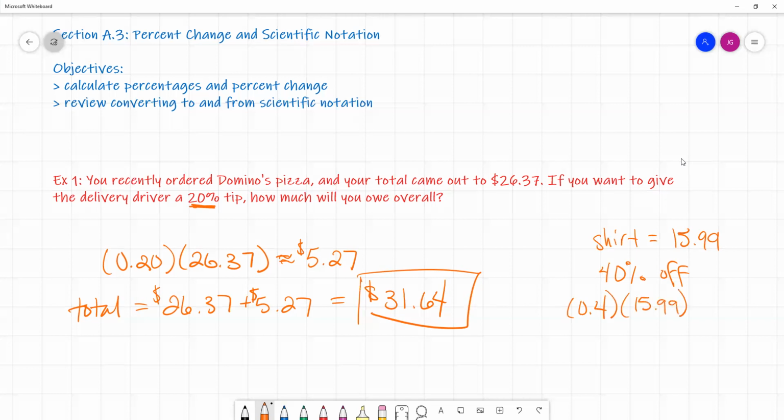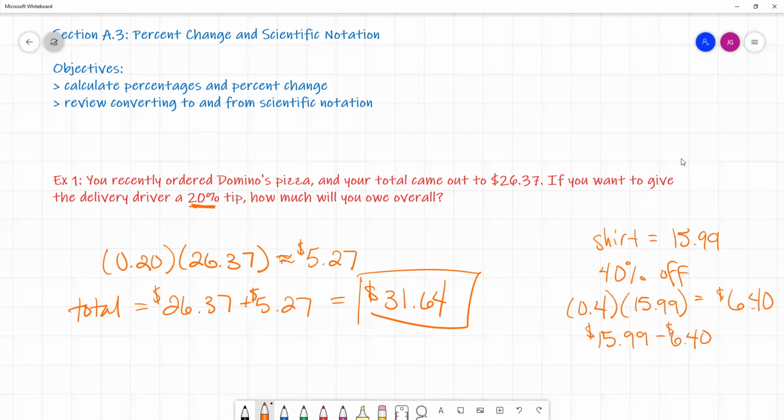Okay, and if we calculate that really quick, 0.4 times $15.99, oops, I misclicked, times $15.99. We're going to get that 40% is $6.40. Okay, since it's 40% off, I'm taking this away from the $15.99. Okay, whenever I have a sale going on, I'm going to owe less than I normally would.